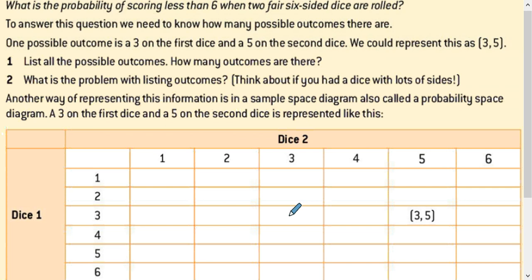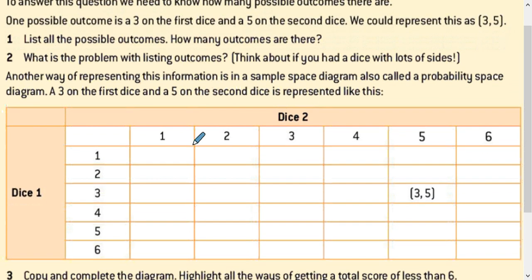So in order to do that, you need to list out all your possible outcomes. Because they said here, for instance, one possible outcome is a 3 on the first dice and a 5 on the second. So 3 on the first dice, 5 on the second, they write it as 3, 5. So if you haven't done so, please fill this in.